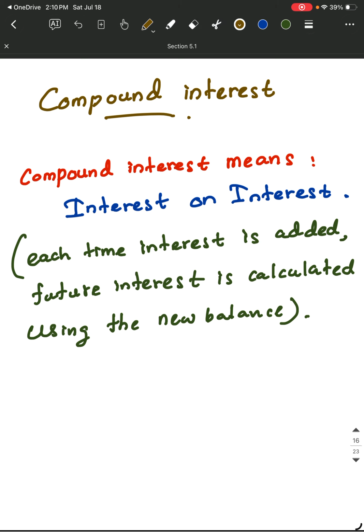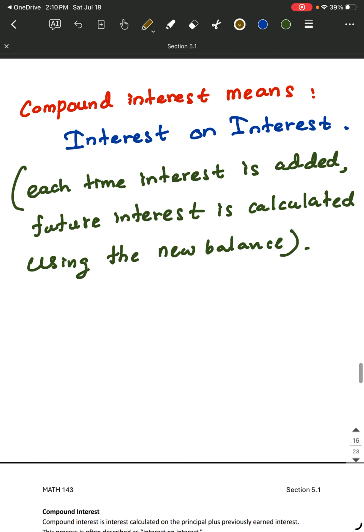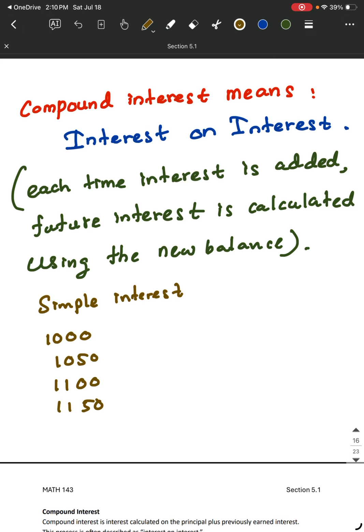Here, the simple interest: $1,000, 1,050, 1,100, 1,150. Every year you can see that the interest grows by a fixed amount, 50, right?